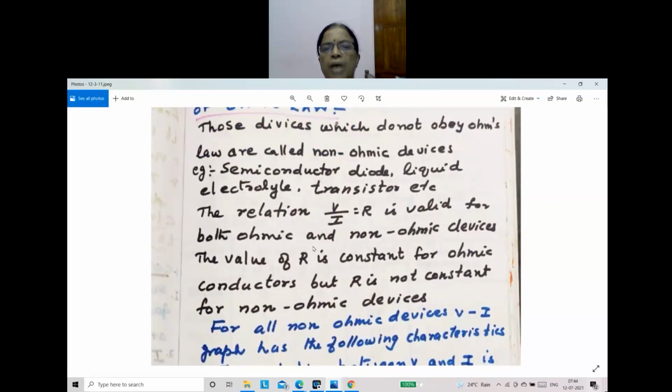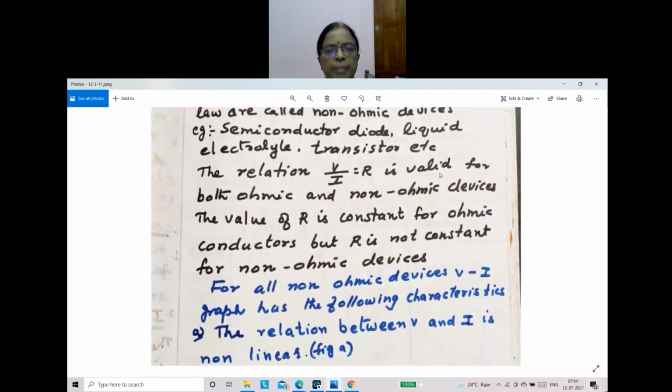Those devices which do not obey Ohm's law are called non-ohmic devices. Non-ohmic devices: semiconductor diode, liquid electrolyte, transistor, etc. do not obey Ohm's law. The relation V by I equal to R is valid for both ohmic and non-ohmic devices. The value of R is constant for ohmic conductors, but R is not constant for non-ohmic devices.